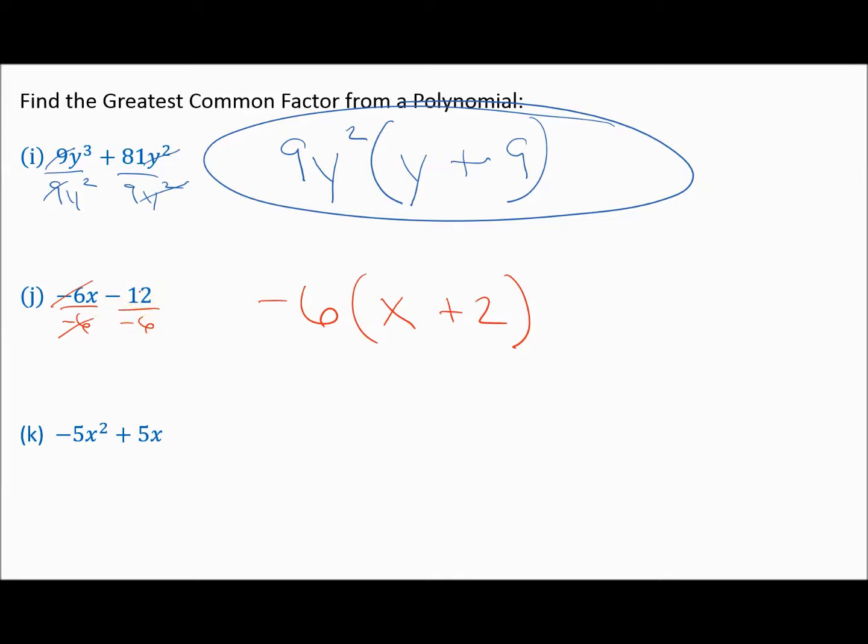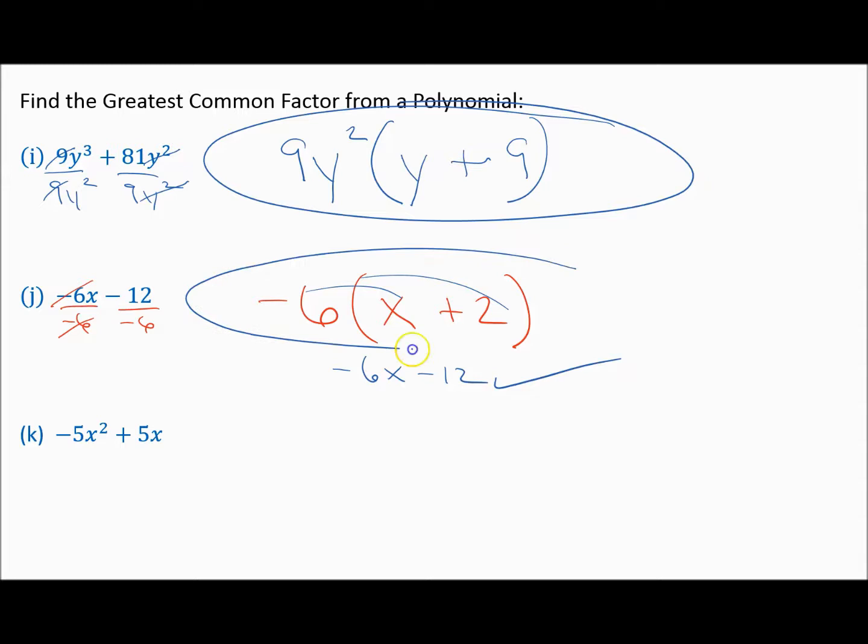And if you checked it, remember the check, just distribute that back inside. So negative 6 times x is negative 6x. Negative 6 times positive 2 is minus 12. Notice it checks out just fine. So in red is our answer, negative 6 times x plus 2. Now, maybe pause and you work on the next one yourself.